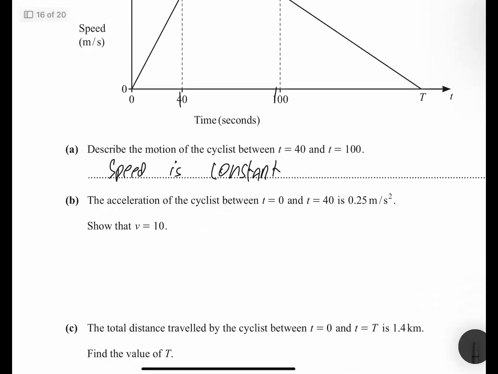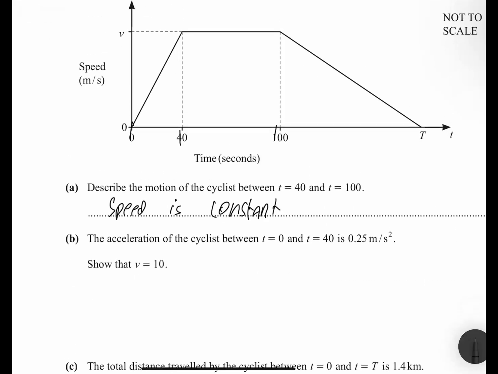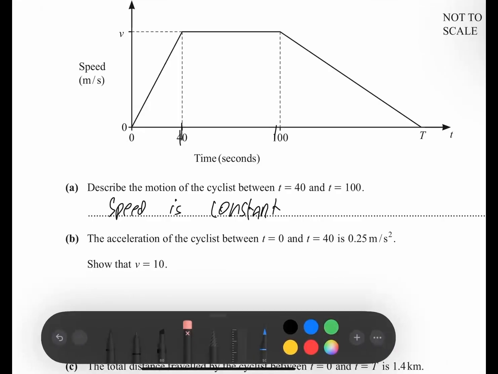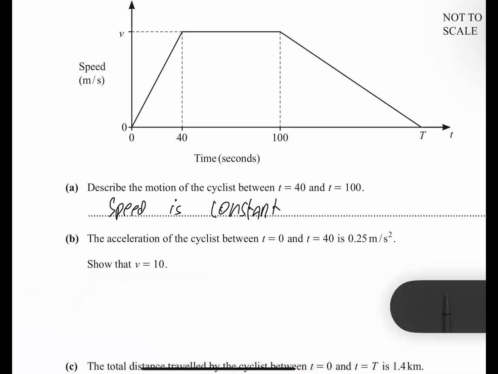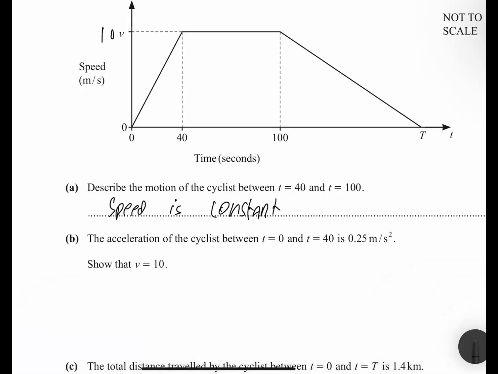Then the acceleration of the cyclist between t is 0 and t is 40 is 0.25 meters per second square. Show that v is equal to 10. We need to show that this part is 10. The formula for acceleration: 0.25 is equal to final velocity, which is v, minus initial velocity, which is 0 as you can see, divided by time. Time is 40. So 40 into 0.25 is 10, which is equal to v, since 0 doesn't have any significance.